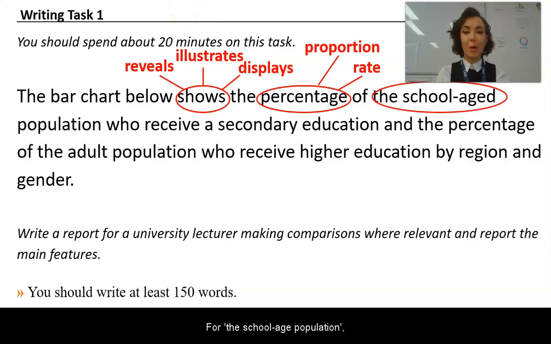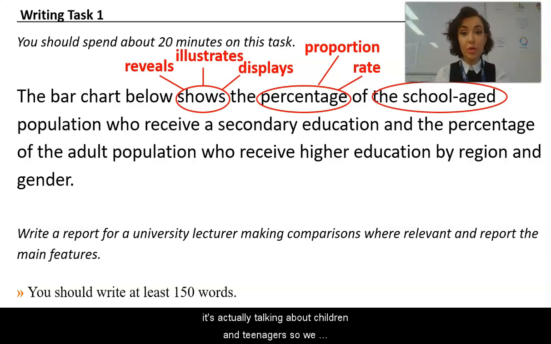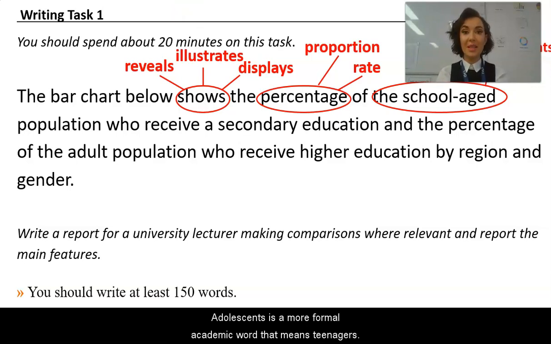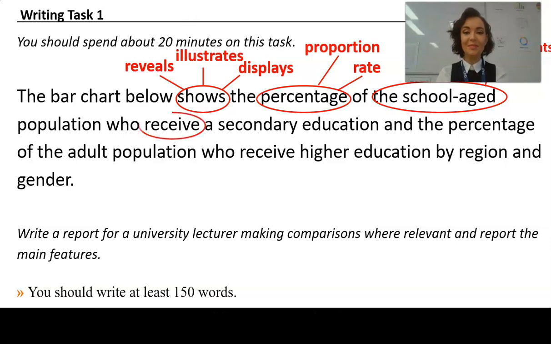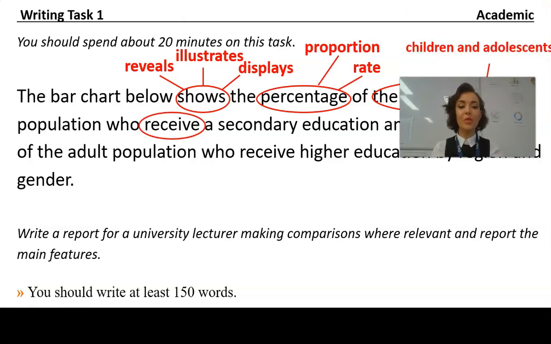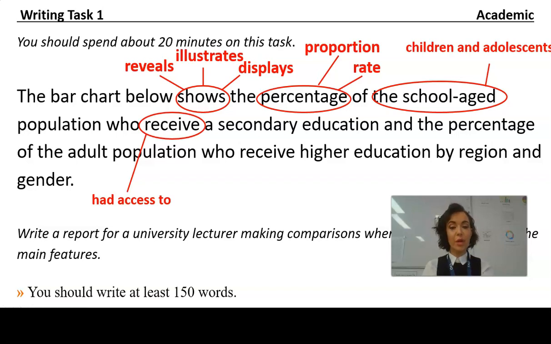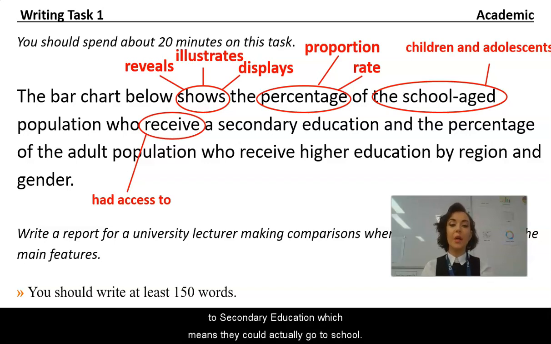For the school-aged population, it's actually talking about children and teenagers. So we could say children and adolescents. Adolescence is a more formal academic word, but it means teenagers. The word receive, we could use the synonym had access to. So this means that children and adolescents had access to secondary education, which means they could actually go to school.